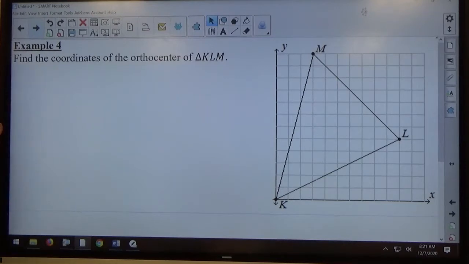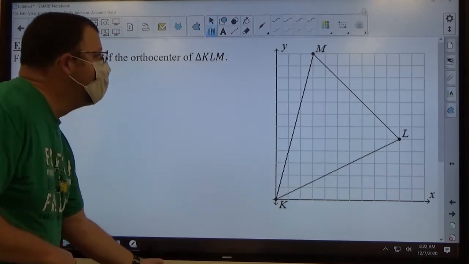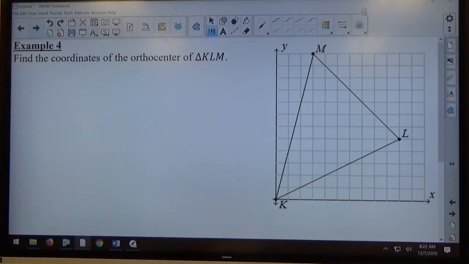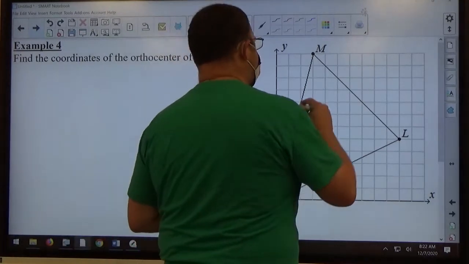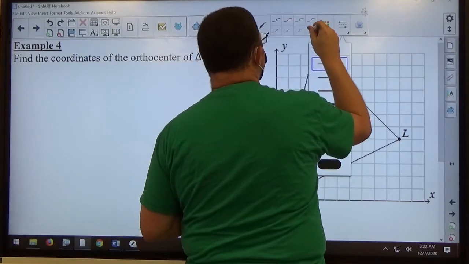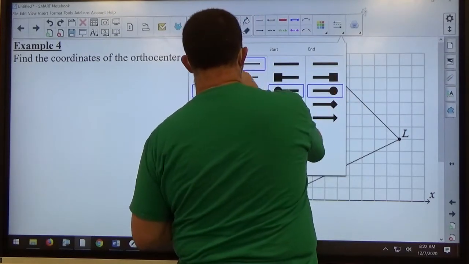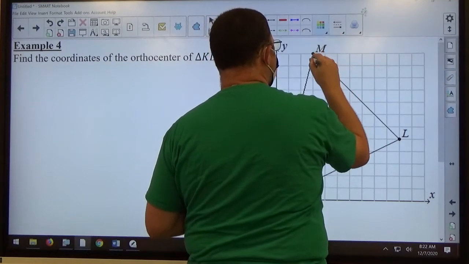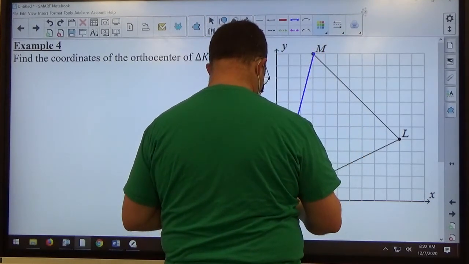The orthocenter is the concurrency of the three perpendicular bisectors of a triangle. Okay, not perpendicular bisectors, sorry, altitudes of the triangle. Altitudes, not perpendicular bisectors. So what I want to do is find an equation for the altitude of each of these sides. And I don't need 3, I just need 2. So it doesn't matter which ones you pick. I'm going to find the altitude coming off of MK.